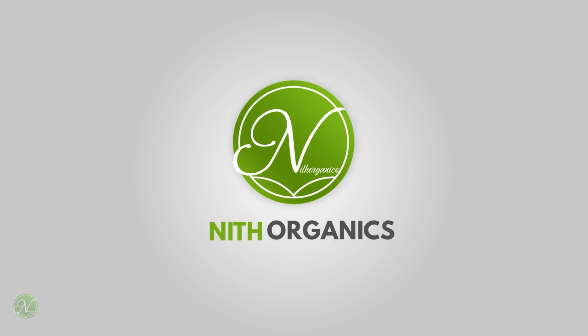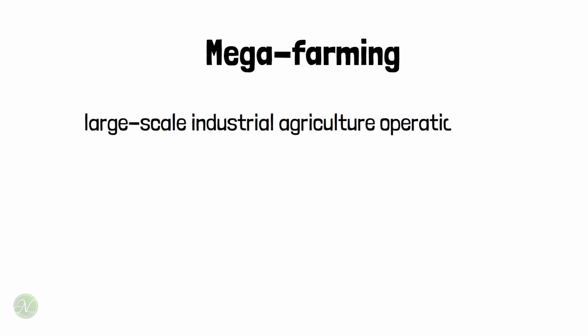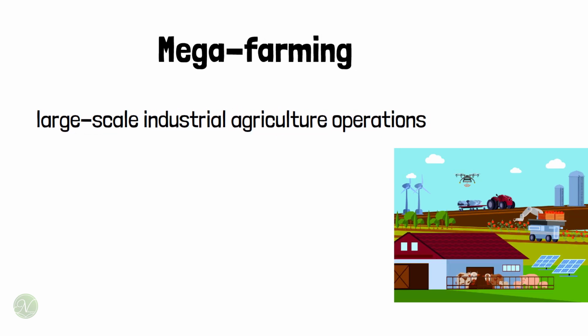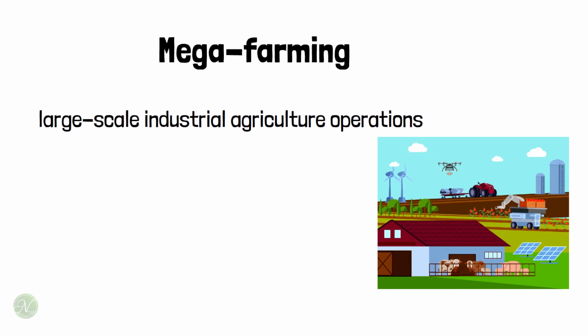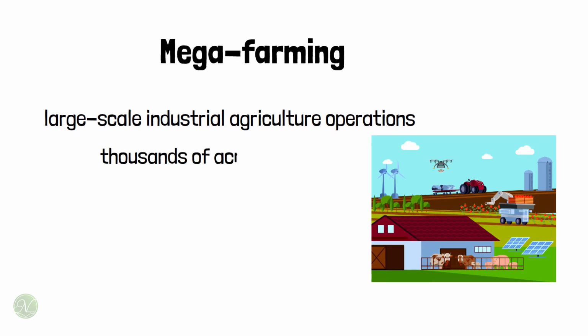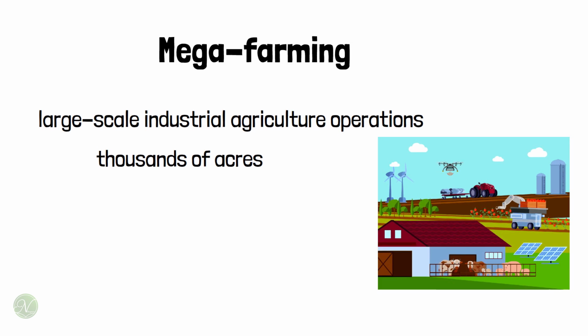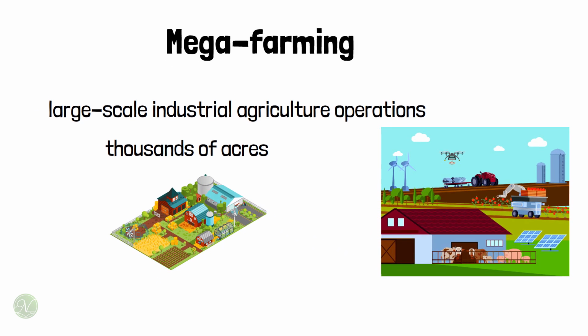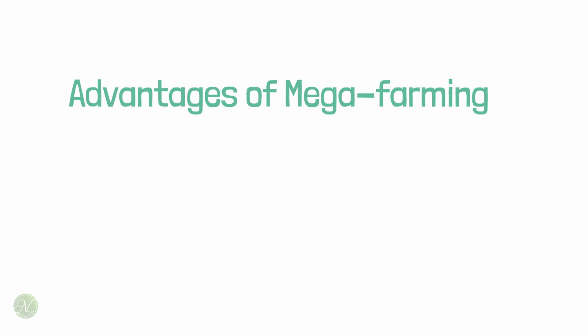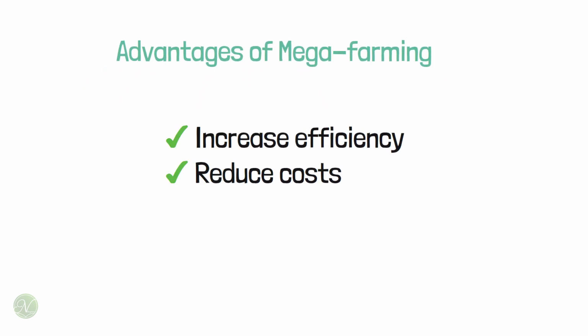In today's video, we are going to learn and know about mega farming. Mega farming refers to large-scale industrial agricultural operations that produce huge quantities of crops or livestock. These operations can cover thousands of acres and may involve the use of advanced technologies and techniques to maximize production.